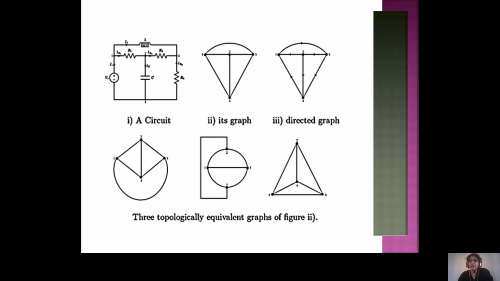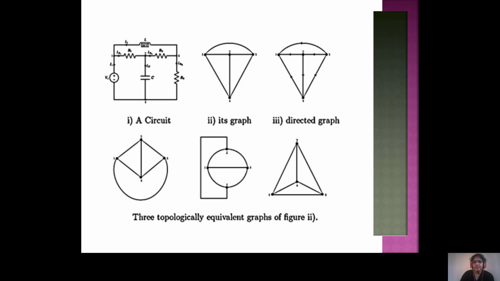Next, from that oriented graph, how many nodes are there? 4 nodes: 1, 2, 3, 4. How many branches are there? Branches means a line segment joined between the nodes. So 1, 2, 3, 4, 5, 6 branches must be there. So you have to represent them as A, B, C, D, E, F. Like that you have to mention.